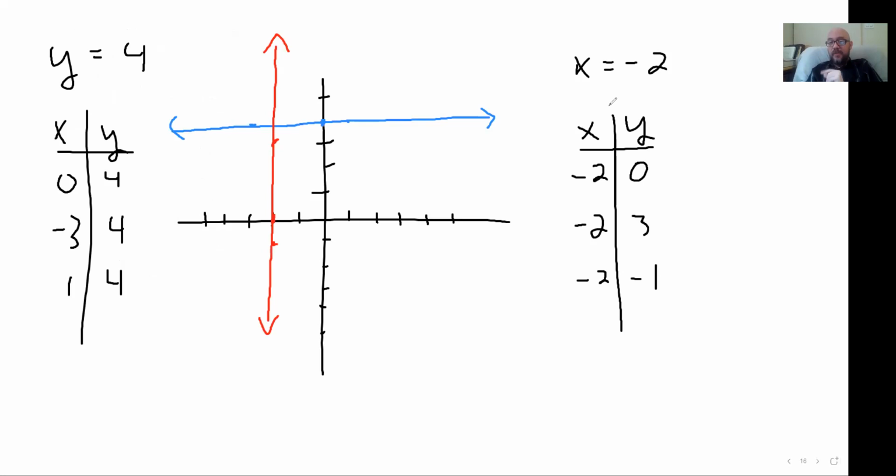think, right? Because x is the horizontal axis, so you'd think, well, okay, if I get x equals negative 2, that must mean a horizontal line at negative 2. It does not mean that. It means the opposite of that. It means a vertical line at negative 2.